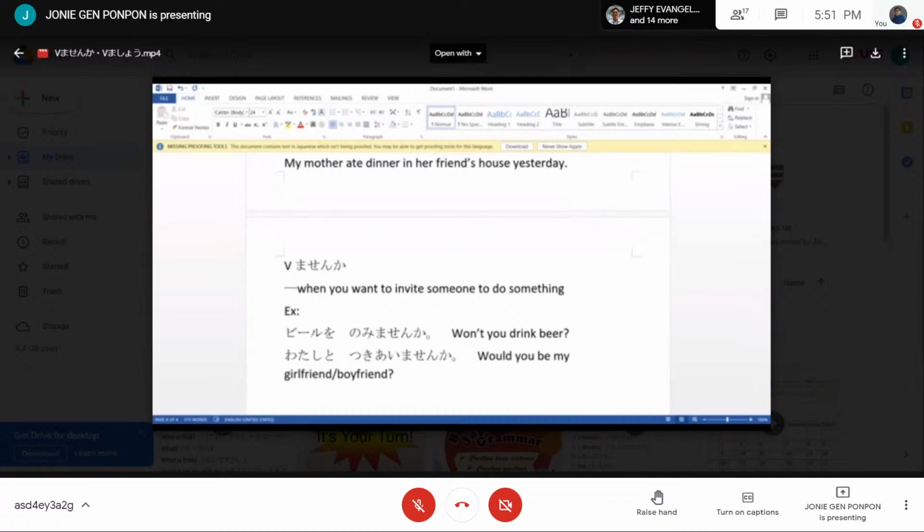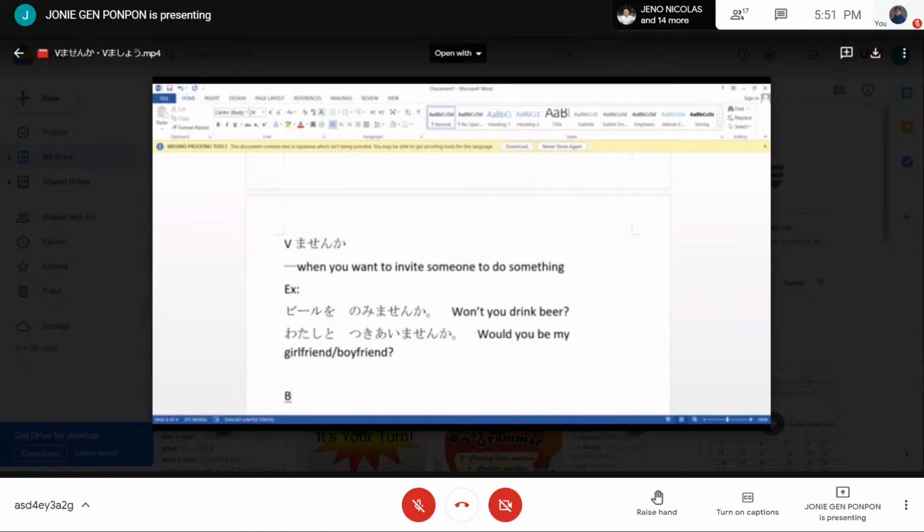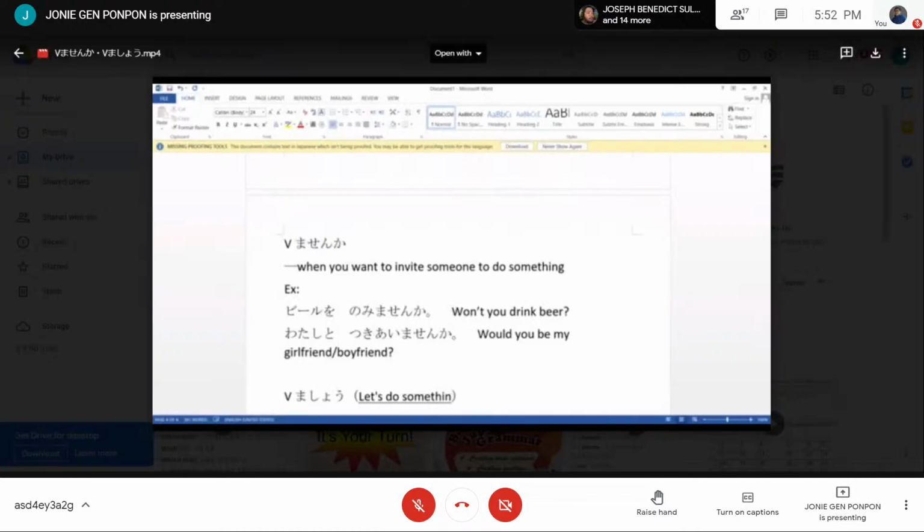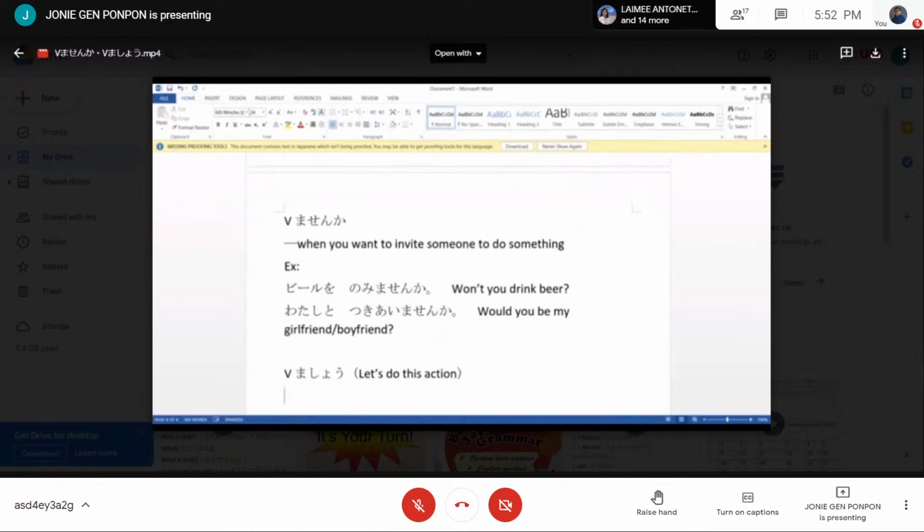The counterpart for this is the verb masho. So the verb, then you append it with masho, it will mean, in English, "let's." Let's do something, or let's do this thing. Let's do this action. That's what it means.